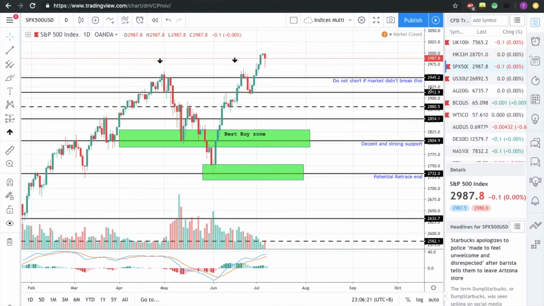In order for a short to happen, you need to have some bad news. You need Chairman Powell to maybe raise the interest rate and things like that. So right now I'm really bullish on this market. If it comes back to maybe 2945, you can consider this as a decent area to go for long.